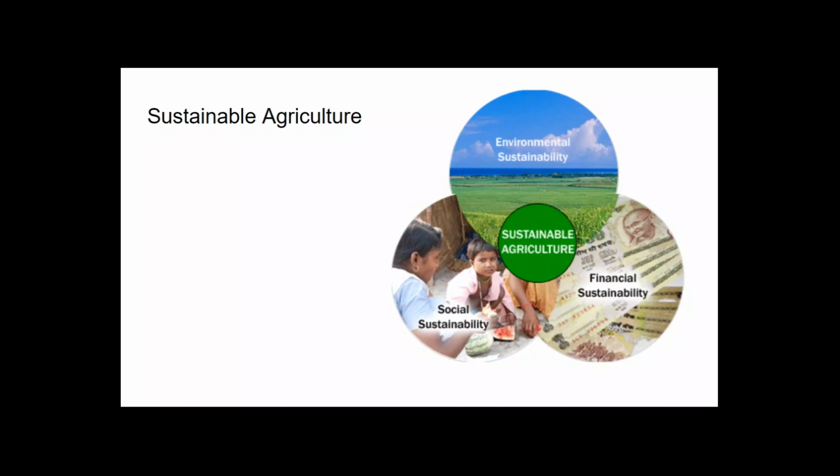It must also be environmentally sustainable, and it must be financially sustainable. Clearly, if a farm isn't making a profit, it will go bankrupt. And all three of those are required for a farm to be sustainable in the long term. If any of those are wrong, the farm will not be sustainable.